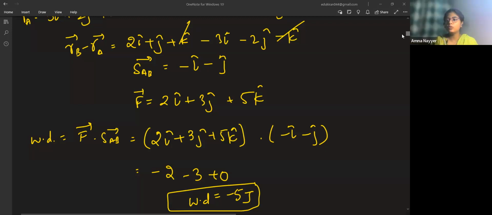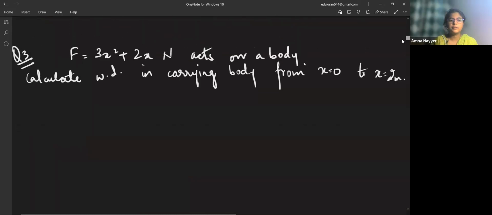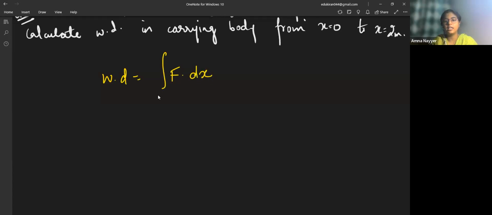Now coming to variable force. Before this, let us discuss variable force, then only we'll be able to solve. If you have a variable force, then work done is the integral of F dot dx from x1 to x2. This is the formula when the force is variable. So every time you cannot apply your F dot S.